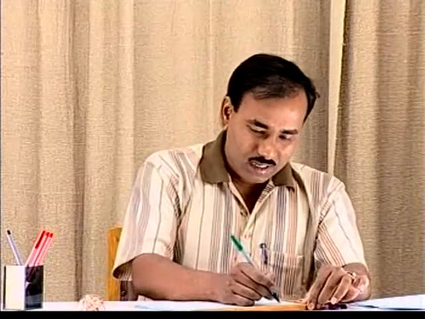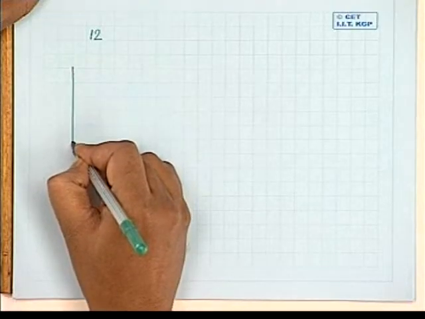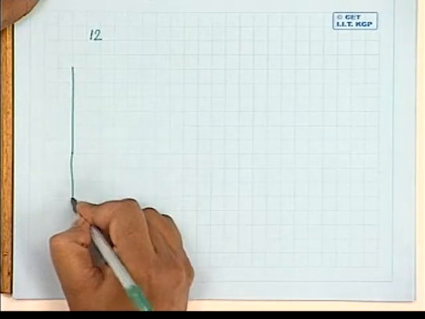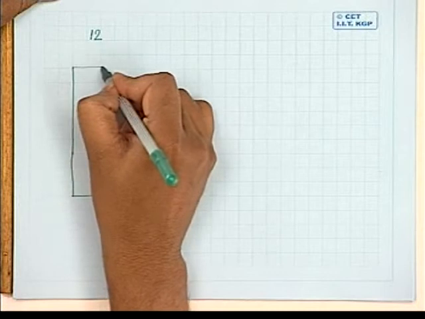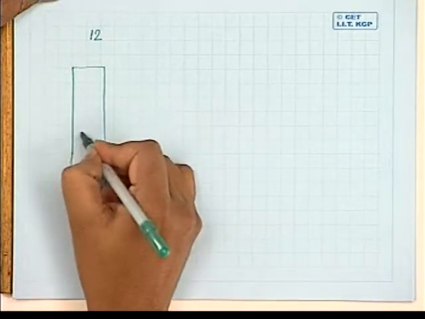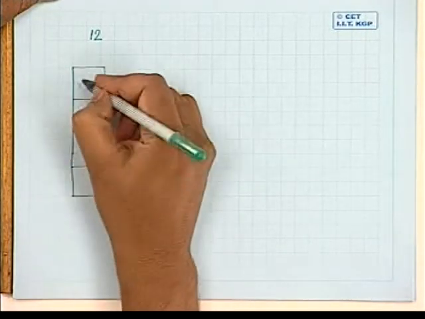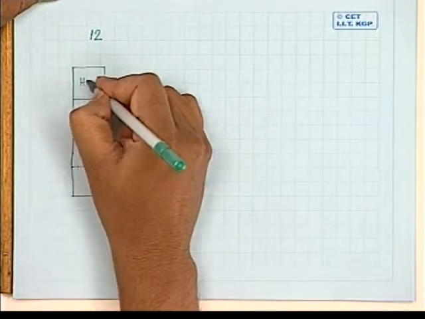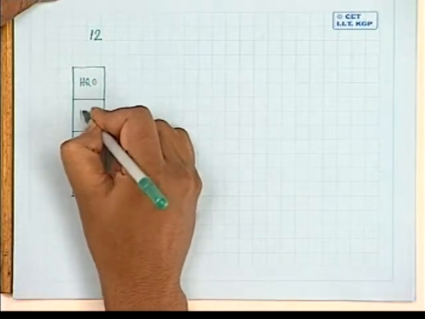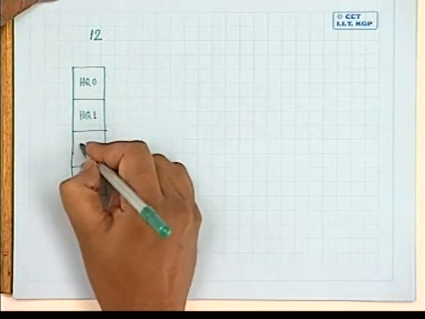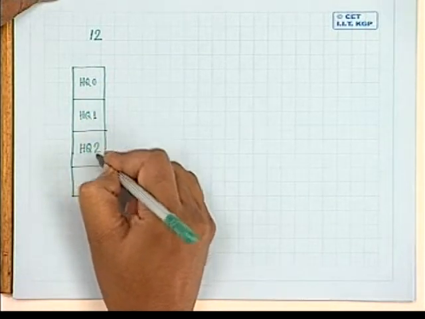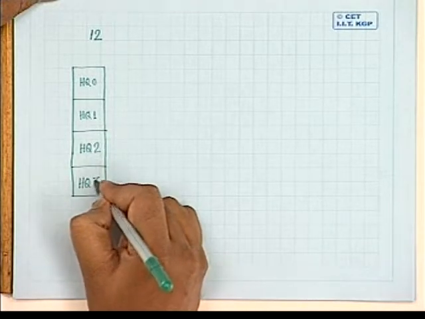queues. Okay. So in this case, suppose I decide that in the system I'll have 4 hash queues. I'll number the hash queues like this. So this is hash queue 0, hash queue 1, hash queue 2, and hash queue 3.